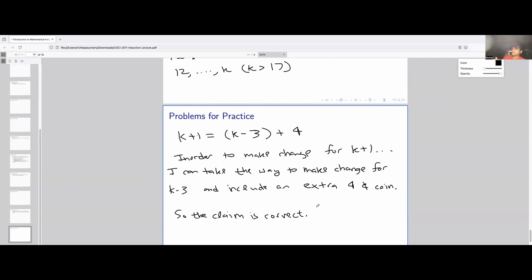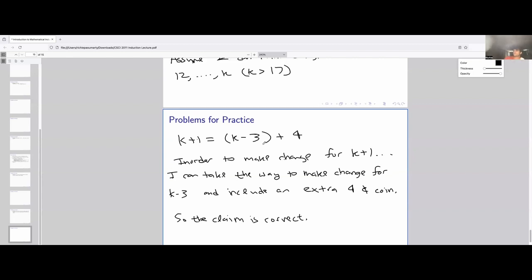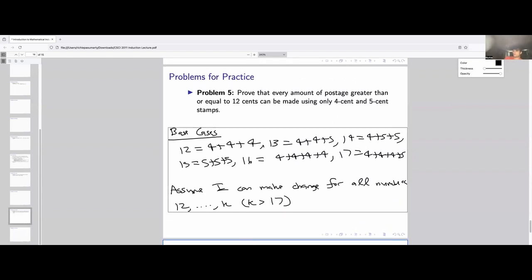Okay, so why did we need to use strong induction here? Because I use the fact that I can make change for k minus 3 cents, right? If I were to just use regular induction, I would assume I can make change for k cents, but that wouldn't really tell me that I could make change for k minus 3 cents. So that's why we're using a stronger form here, and that just lets us solve this problem.